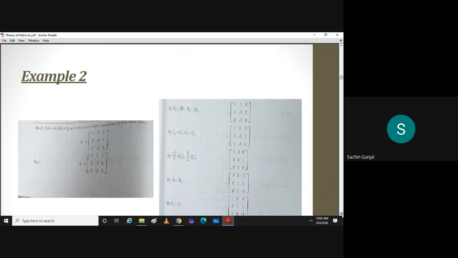Note this down. Rows are 1, 1, 1, then 2, -3, 4, then 3, -2, 3. Okay, it is very easy, I think. Please do it fast, and in case of any doubt, please ask me. Or should I explain? No, sir. Okay.